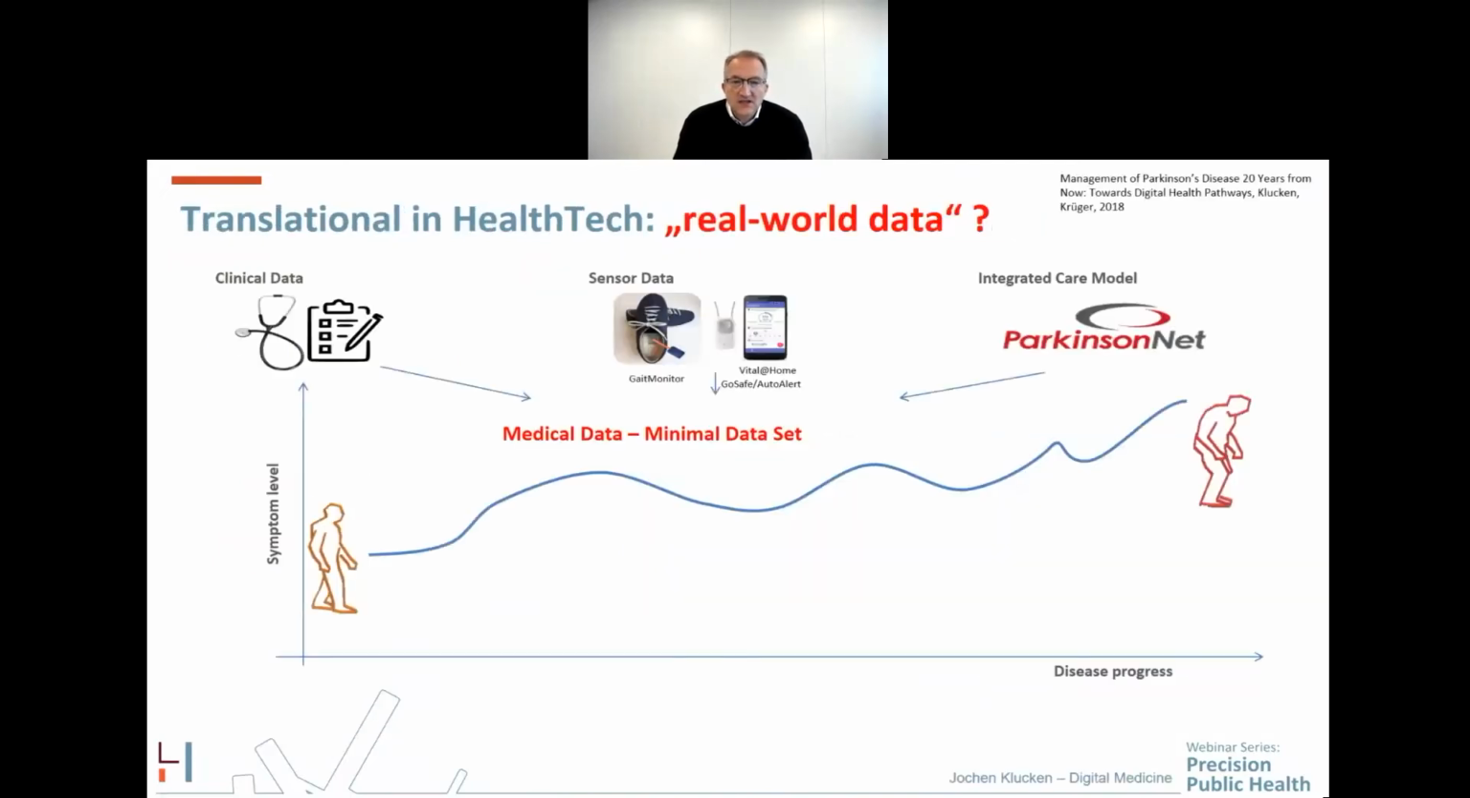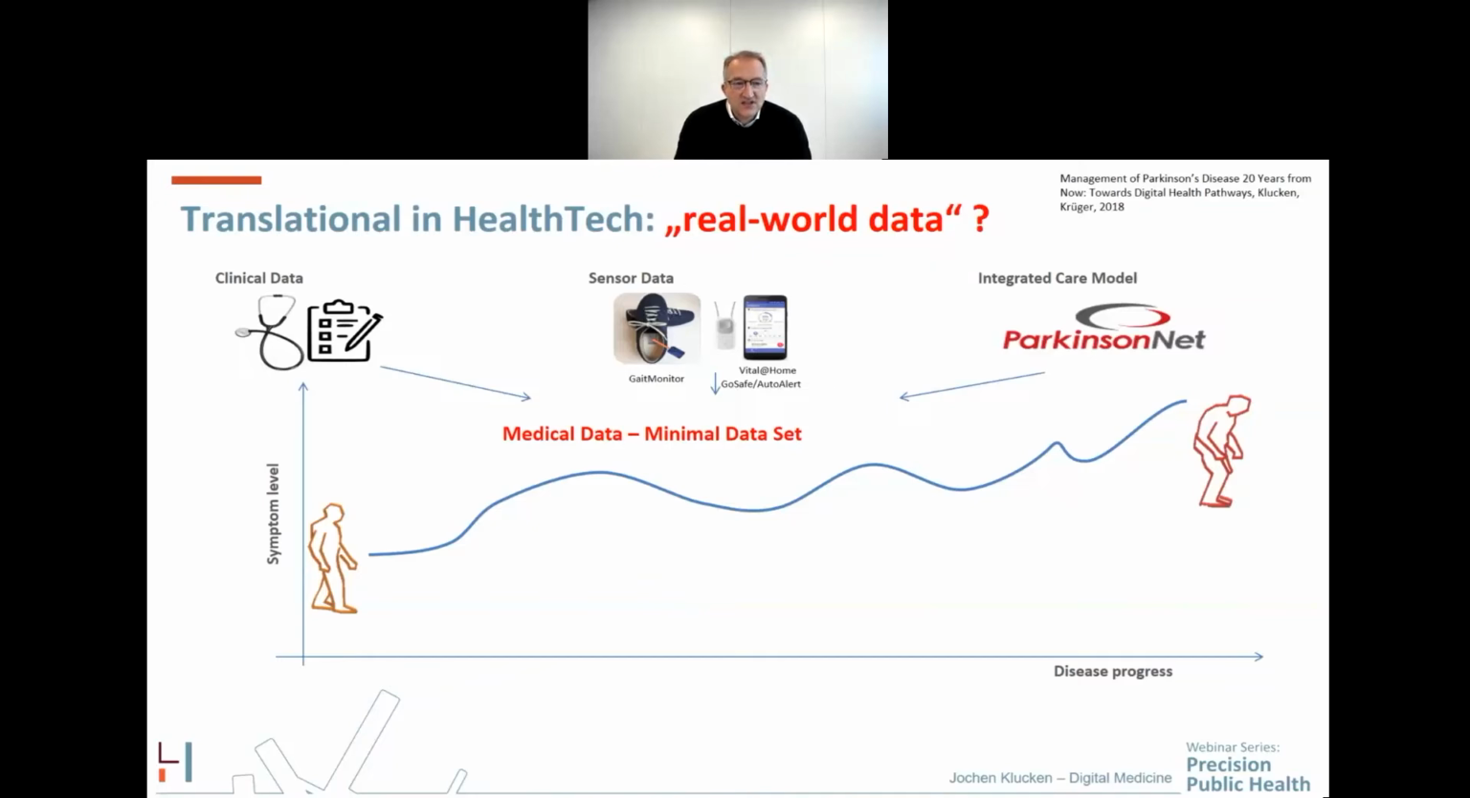And let's think about these situations which we have to address when we think about translation of real-world data into research and care. So we have a lot of medical data that comes from clinically annotated data, doctors' data, etc., from the hospital or outpatient unit. We have new sensors or apps which give us other data. And we, of course, have here, for example in Luxembourg, ParkinsonNet, additional information which comes from the integrated care model.